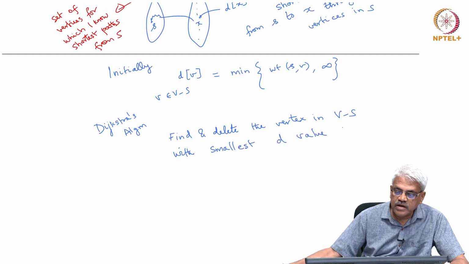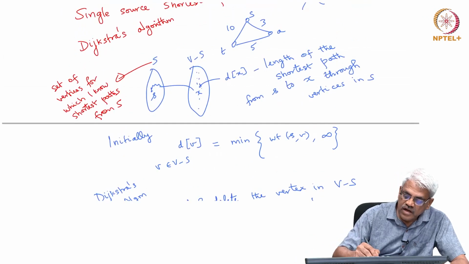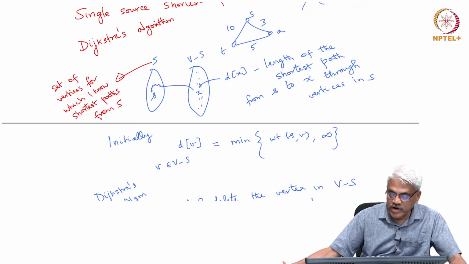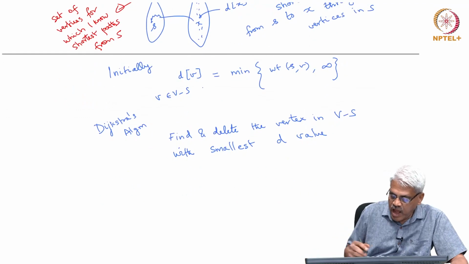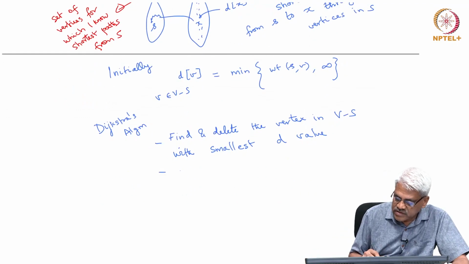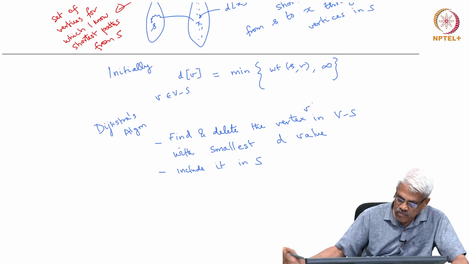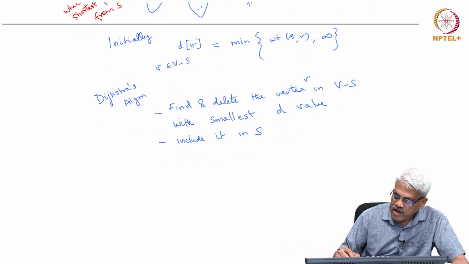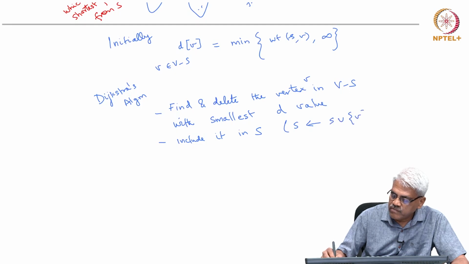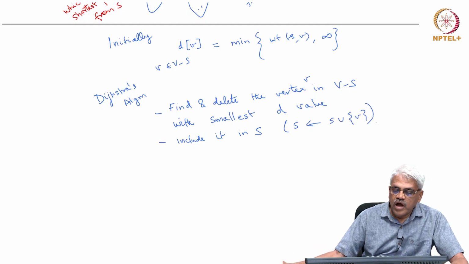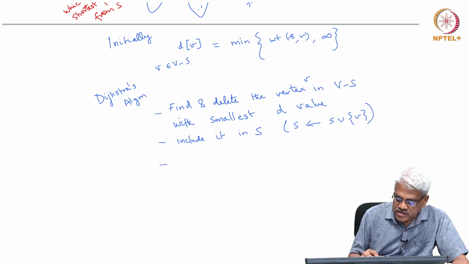That means among the vertices here, find the one with the smallest d value and delete it from V minus S, and include it in S. So let's call that vertex some V. That means S becomes S union V. Now update the distances.